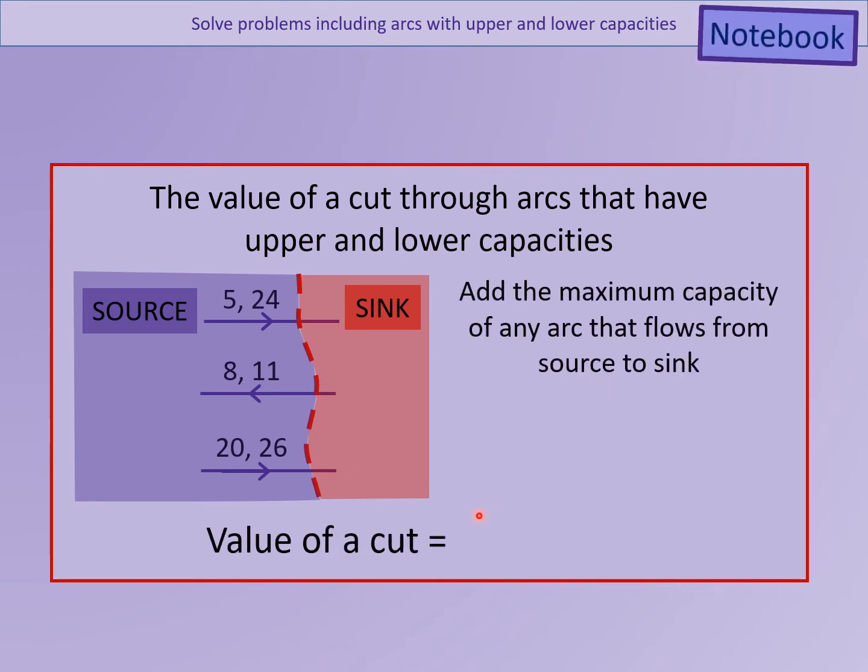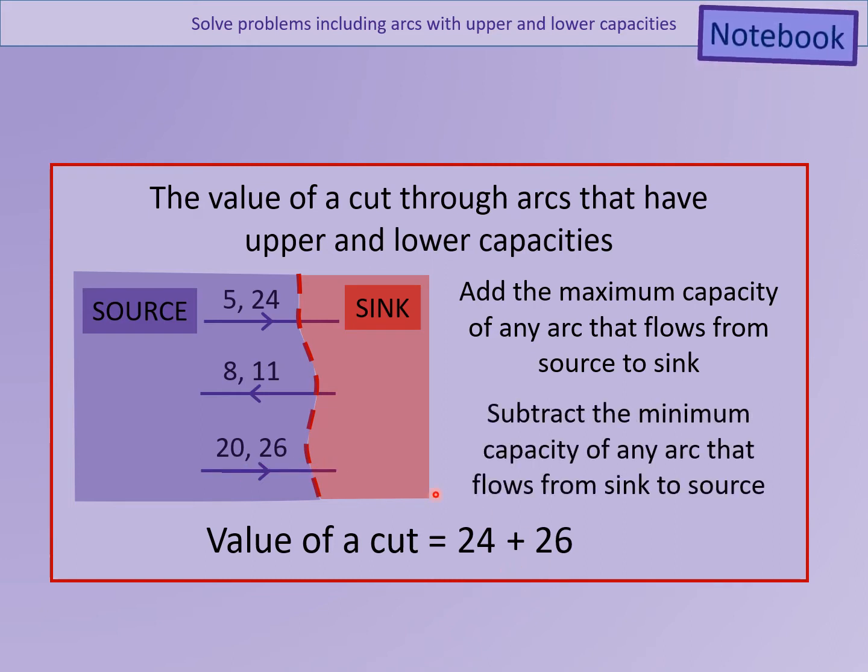So what I need to do is find the value of the cut. I do the 24, go in that direction. I add the 26, go in that direction, but I take away anything flowing in the wrong direction, and I take away the minimum capacity. Now, you do this normally. You did this in year one. But because everything was zero here, we didn't even talk about it. We just ignored it. But you were actually taking away the minimum flows backwards. The minimum flows at that point were all zeros.